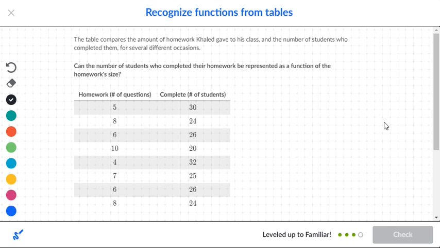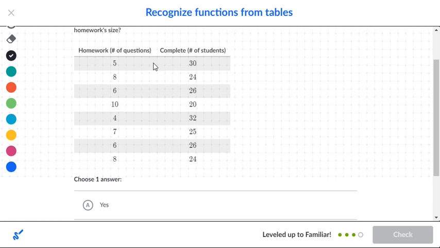Okay, next one, we're comparing homework here. It says, can the number of students who complete their homework assignments be represented as a function? So we have 5, 8, 6, 10, 4, 7. Notice that the 6 is repeated. Here's a 6, here's a 6. But what about the y? Oh, they are the same, so that's okay. I believe the 8 is being repeated too. Here's the 8. The 8 is a 24. Well, 8 is 24. That's okay.